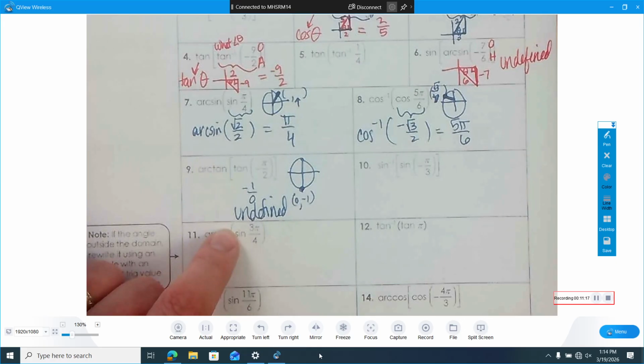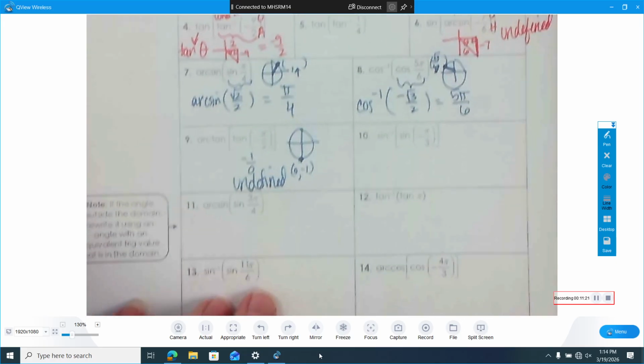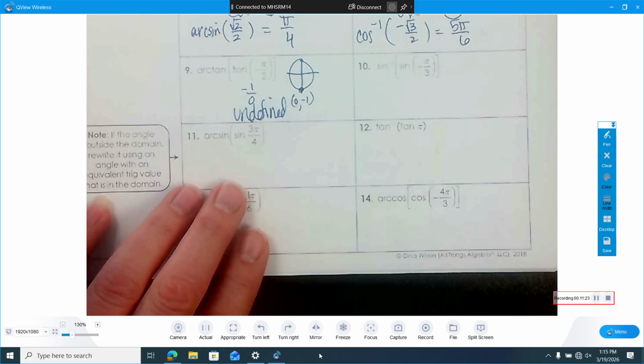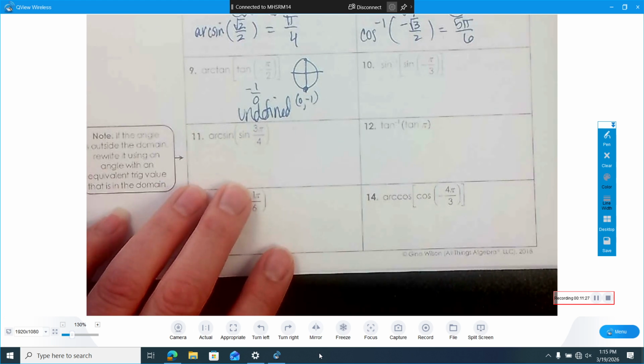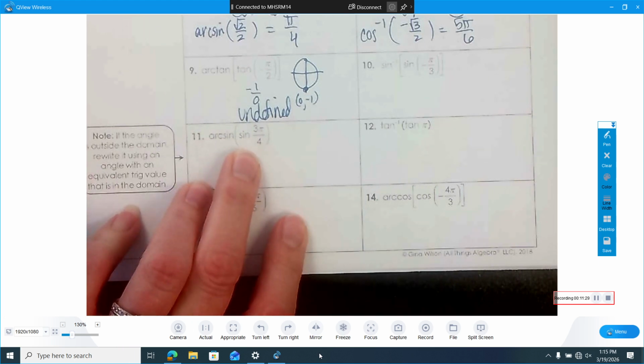All right. Let's look down at number 11 here. And again, how she does things is just nothing like how I do things. Too much to think about.